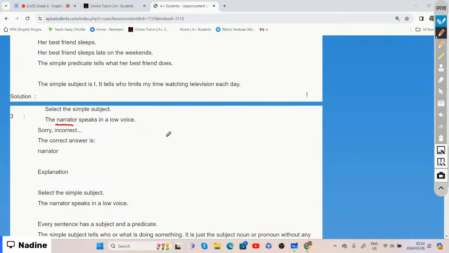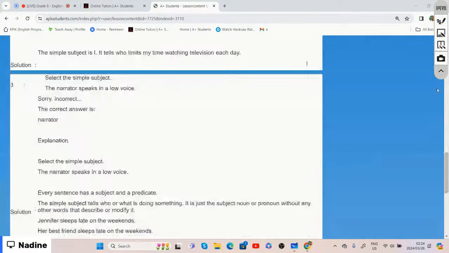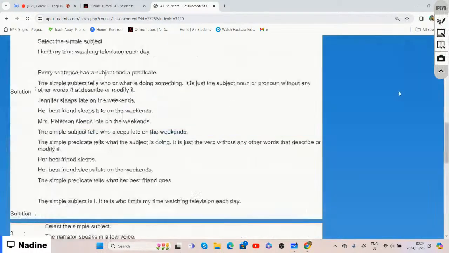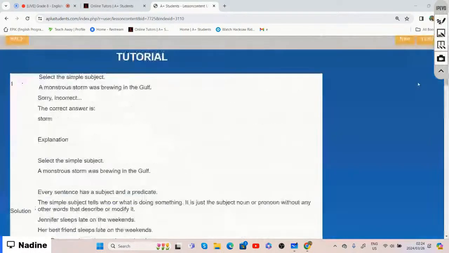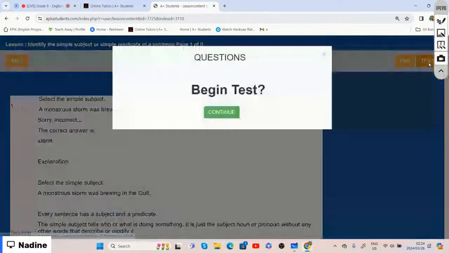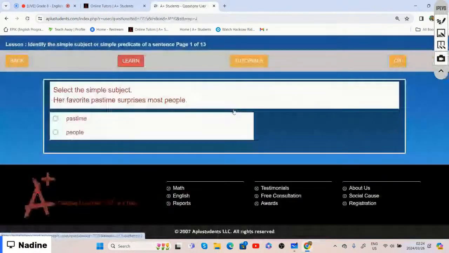So the narrator, what does the narrator do? The narrator speaks in a low voice. So narrator is our simple subject. All right, so now we're going to our test. We are now going to identify the simple subjects or the simple predicate within the sentence, right? So we're going to follow the sentences based on what is being asked, and then we will identify it, which will either be the simple subject or the simple predicate.